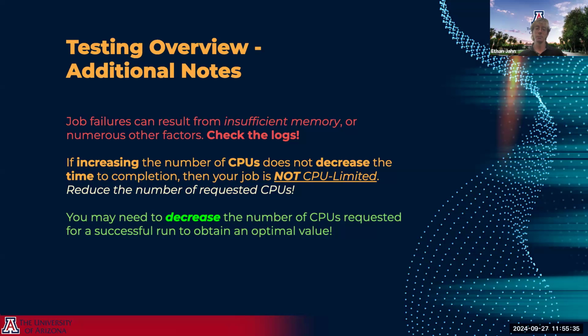and I'm looking at my Ceph report and it's only 10% efficient, especially if both the memory and the CPU are about the same, then that tells me that I can probably get away with reducing the number of CPUs that I'm requesting.